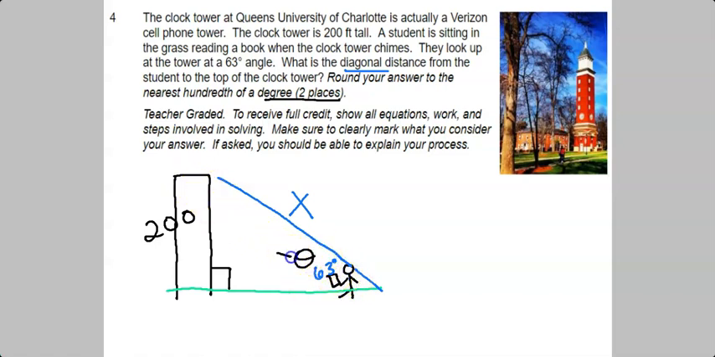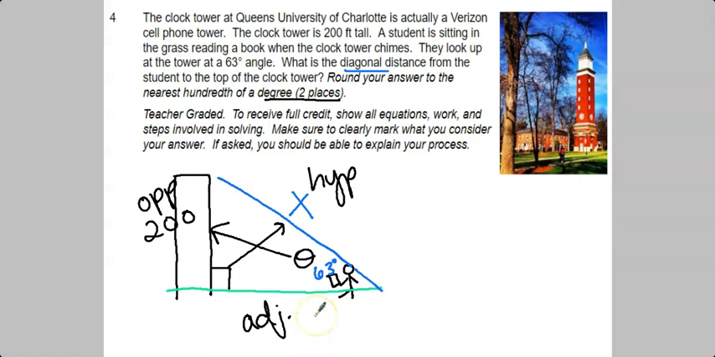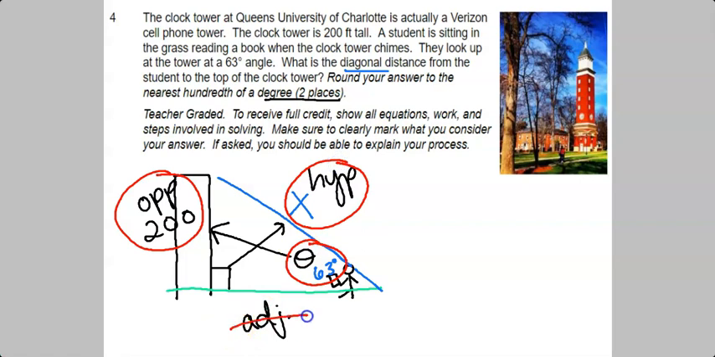So here's our theta. 200 would be our opposite. Here's our right angle, so x is our hypotenuse, and this blank side is our adjacent. Again, let's focus on what we are given and what we need to solve for. We were given our opposite, we were given our theta, we need to solve for our hypotenuse, we do not need our adjacent. So that means we are doing sine of theta, and that's equal to O over H.